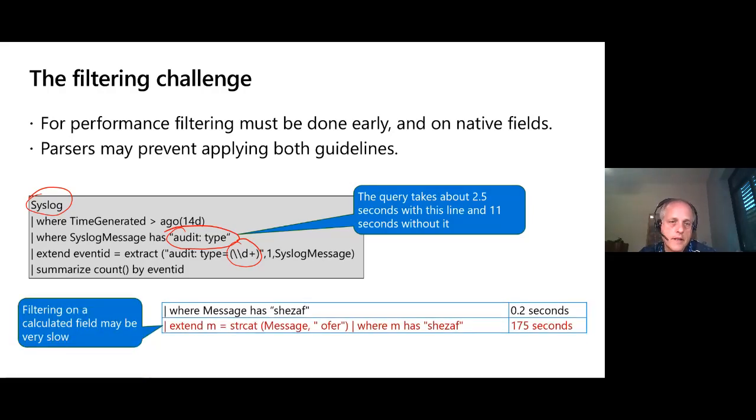I did a very synthetic example to show how important this can be. I took a very simple query looking for the word Shezaf in a message field in a large table. Shezaf was not there, zero results, and it took nothing. Then I did something very simple: I created an extended calculated field called M that attaches Ofer, my first name, to the message and searches for the same Shezaf, getting no results. And it took so much more. So you always want to filter on physical fields, and you want to filter before you do anything else.